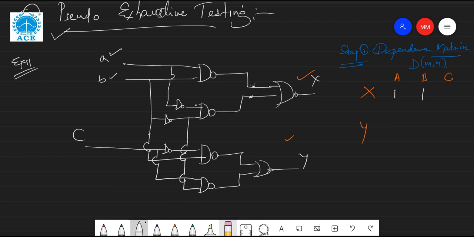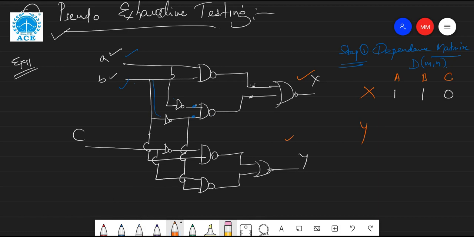Now this input here depends on these two, and this one goes through the buffer, and it again depends on A and B only, not C. So make it 0. What is my point?